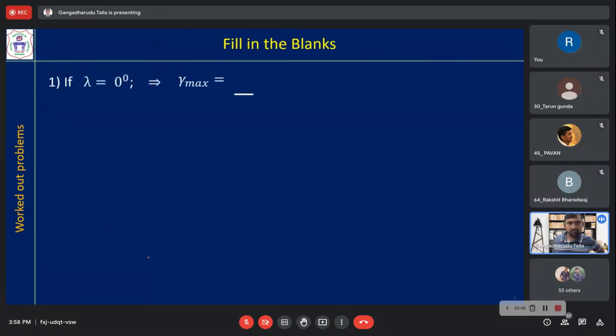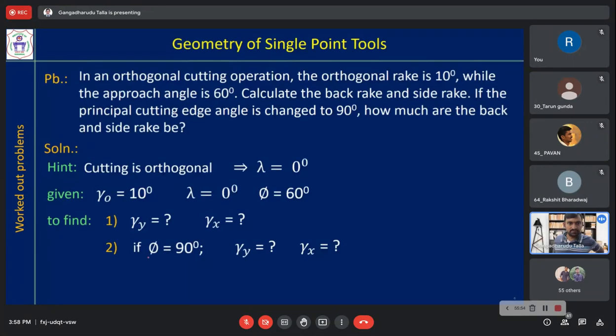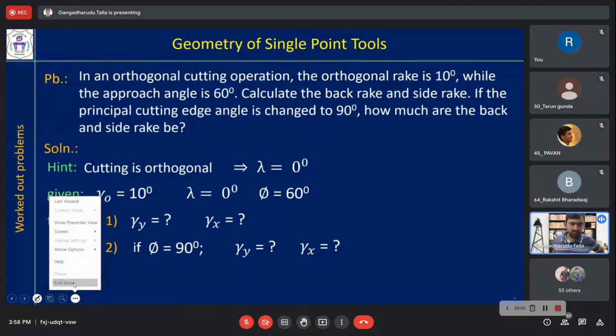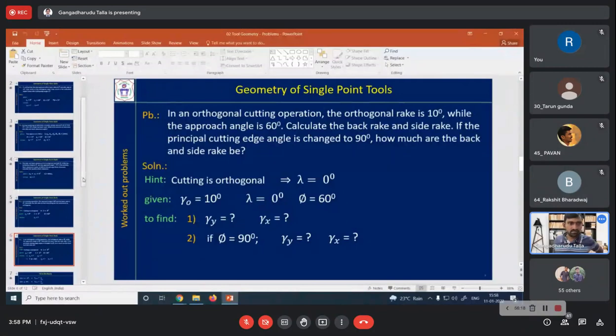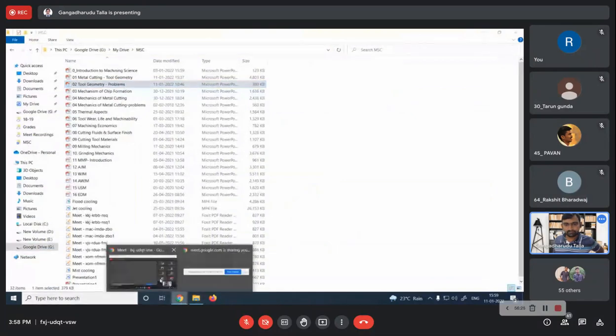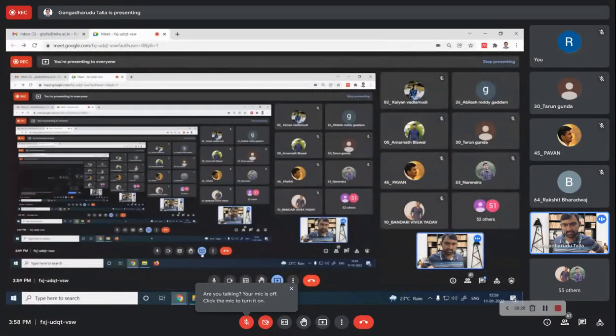We'll see them in the next class at least. I'll give these problems in a PDF format and circulate. Otherwise, I'll give the slides to you. So all of you try to find out the answers for all these questions. You will get some practice. Then in the next class, we will see a few more problems, very few. After that, we will go to the next topic. I'll share the slides today.